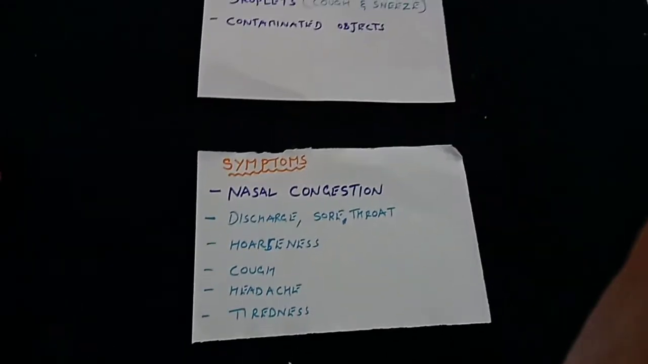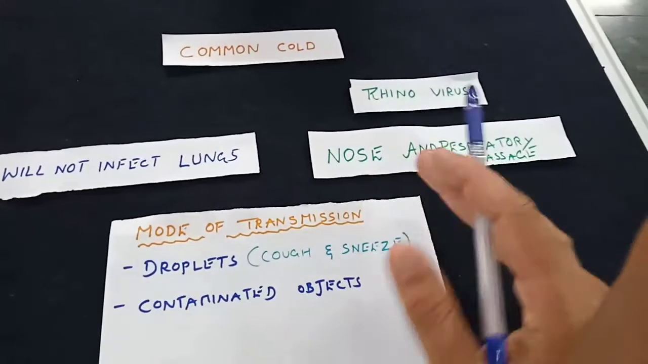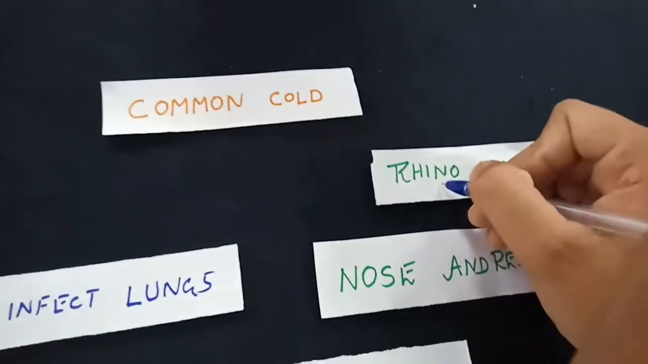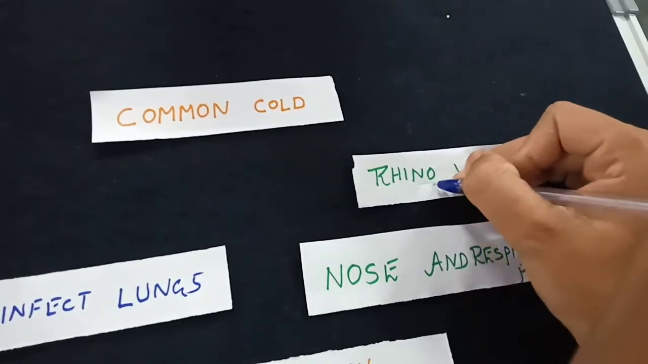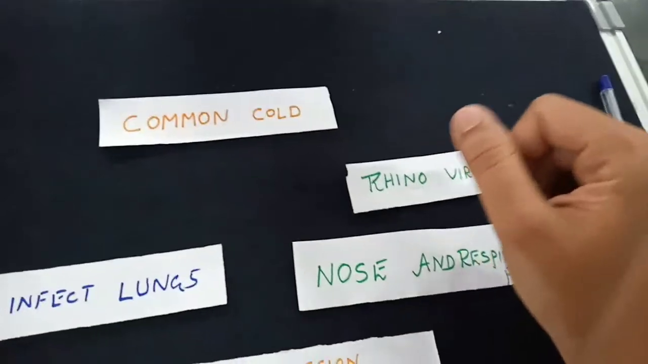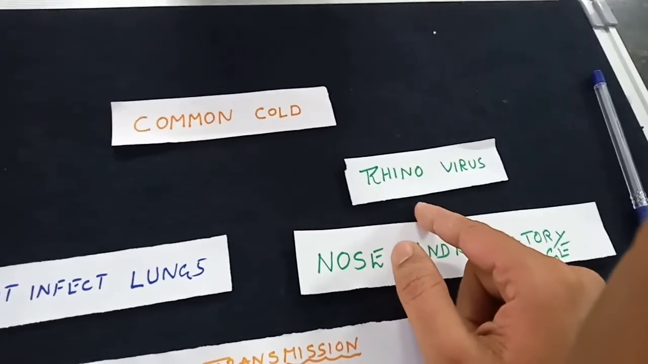Got it? And what is the life cycle, like how long will it take for the completion of its life cycle? I am talking about the rhinovirus. It hardly takes 7 days. Okay, 7 days. Got it? Fine. 7 days. Note this point. Okay, in some people it takes around 7 to 15 days.